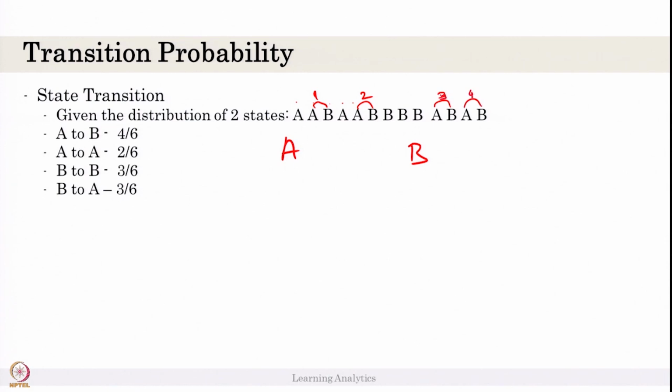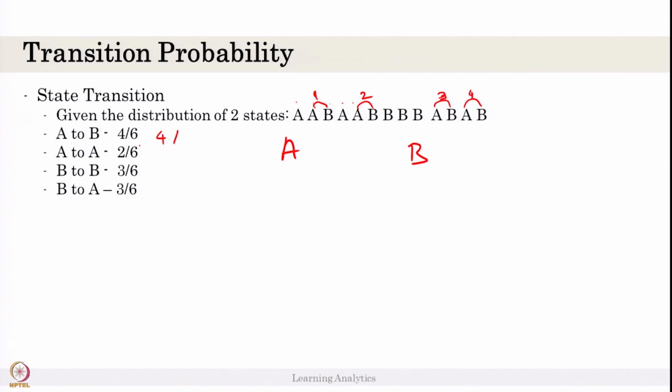Some of you might know what I am doing: basically I am trying to draw the state transition table or state diagram. If you know it, that is good, you can skip this video, but for others who do not know state transitions, I am just trying to explain the basics. So there are 4 A to B actions.